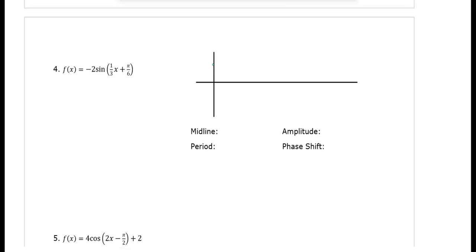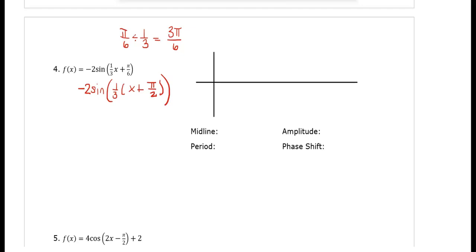Okay. So right here, I've got -2 sine (1/3 x + pi over 6). Once again, this x is not by itself inside here. It has this 1/3 factored out. So I'm going to go -2 sine, and then I've got 1/3 (x + pi over 6 divided by 1/3). Keep, change, flip. So that would get me 3 pi over 6, which reduces down to pi over 2. So that's what I end up getting right there.